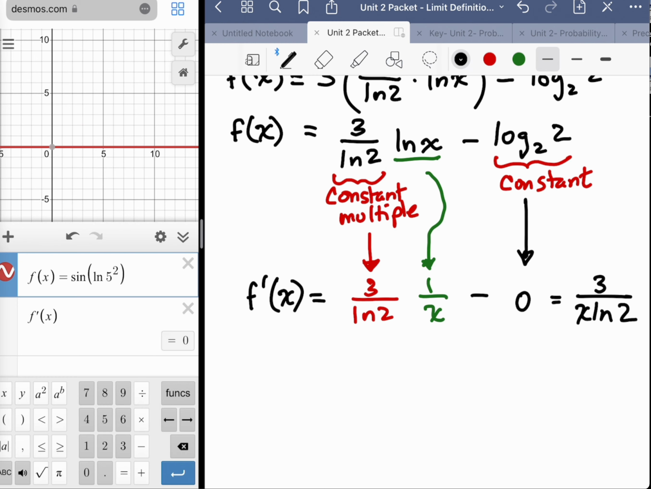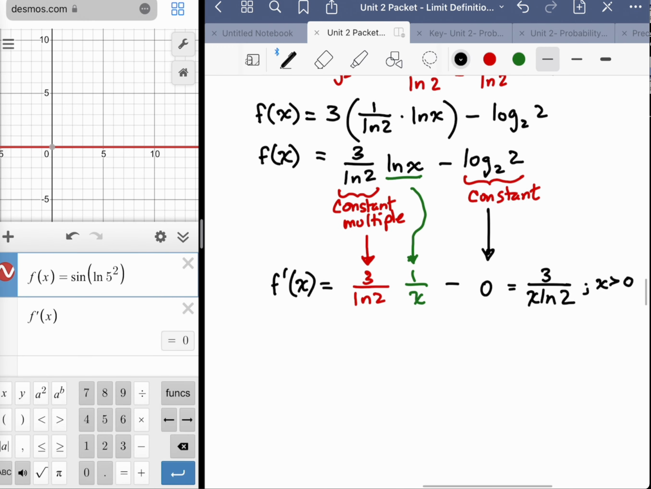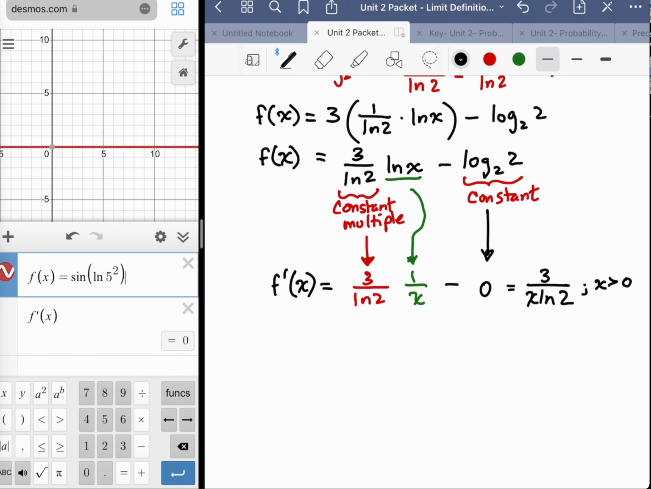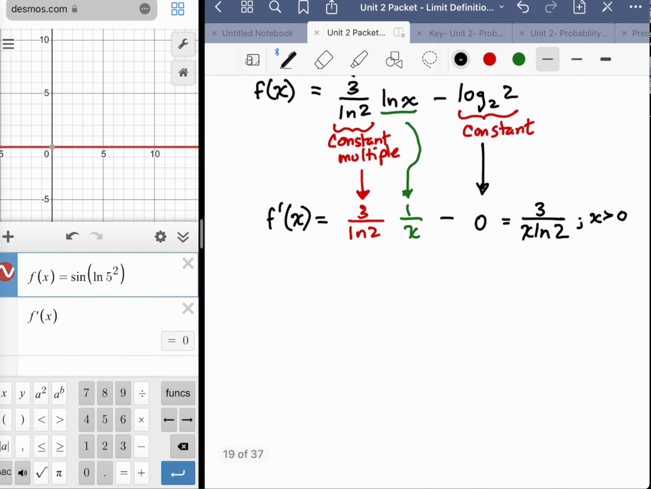All right. But just like the other problems we talked about, there is a domain consideration. X has to be greater than 0. And that's actually true for the other problems, even the ones I didn't write. I might have forgot to write it, but we do have to account for the fact that x has to be greater than 0, because we'll get a lot of graph that's irrelevant if we just assume that it's 3 over x ln 2.